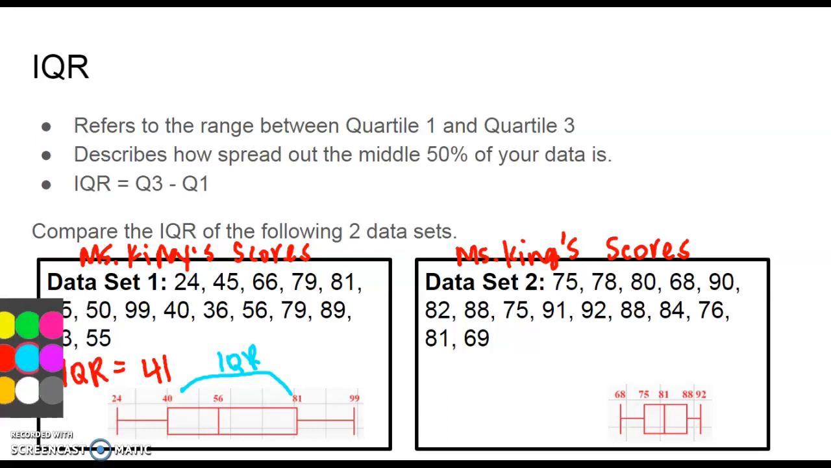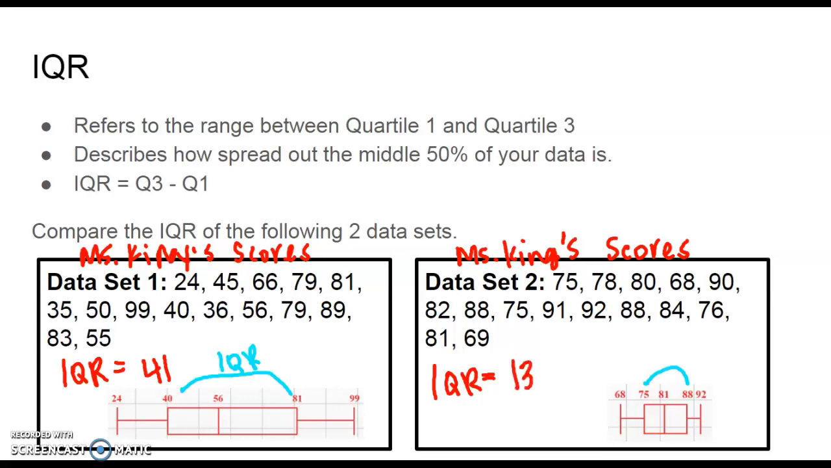Calculating the IQR, I know that it's going to be 88 minus 75 because I calculate IQR by doing quartile 3 minus quartile 1. When I subtract 88 minus 75, I find that my IQR is 13. So just like we noticed when we were comparing the two histograms, it looked like data set 2 was much closer together compared to data set 1. The IQR reflects that.